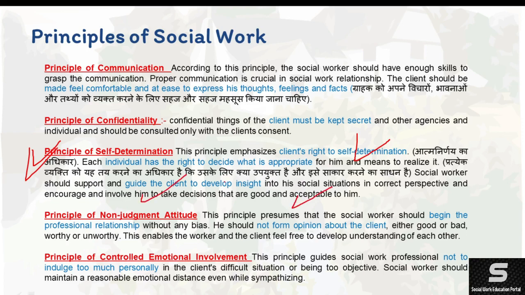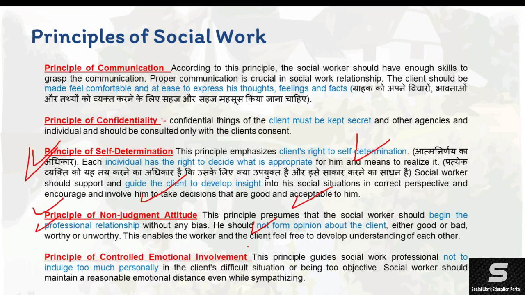And next, that is principle of non-judgmental attitudes. Basically this principle presumes that the social worker should begin with the professional relationship, and they should make the professional relationship with the client, and should not form any opinion about the client. client के बारे में किसी प्रकार का opinion नहीं form करना चाहिए, either good or bad or worse or unworthy, any kind of thought or opinion they should not create. So basically this enables the worker and the client to feel free to develop understanding of each other. एक दूसरे को समझने में आसानी होती है अगर biasness नहीं होती है रिश्ते के बीच में.